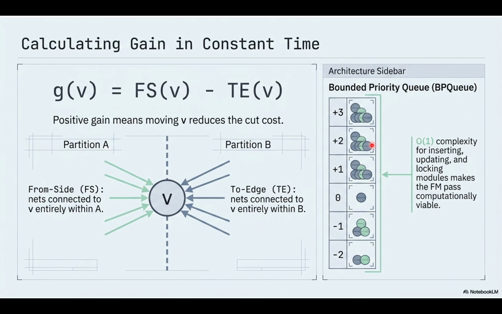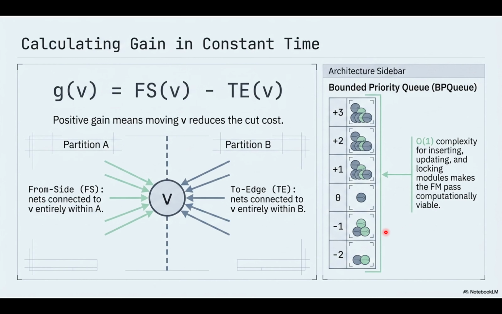It does march down that path, but here's the trick. It records every single step. Oh. And that is the defining characteristic of the pass system. FM doesn't just stop when the gains turn negative. During a pass, it will intentionally execute moves with negative gain, moves that actively worsen the cut costs. Wait, really? So it's essentially climbing out of the valley just to map the surrounding hills? Exactly. It forces every single module to move exactly once.